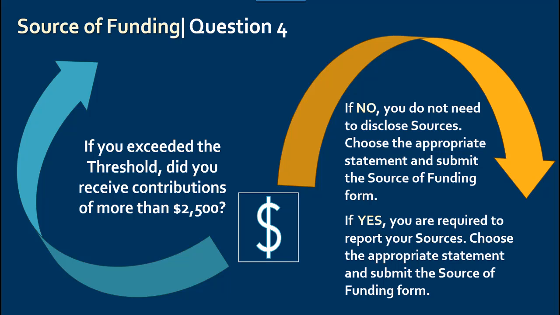Question 4. If you exceeded the threshold, did you receive contributions of more than $2,500? If no, you do not need to disclose sources. Choose the appropriate statement and submit the source of funding form. If yes, you are required to report your sources. Once again, choose the appropriate statement and submit the source of funding form.